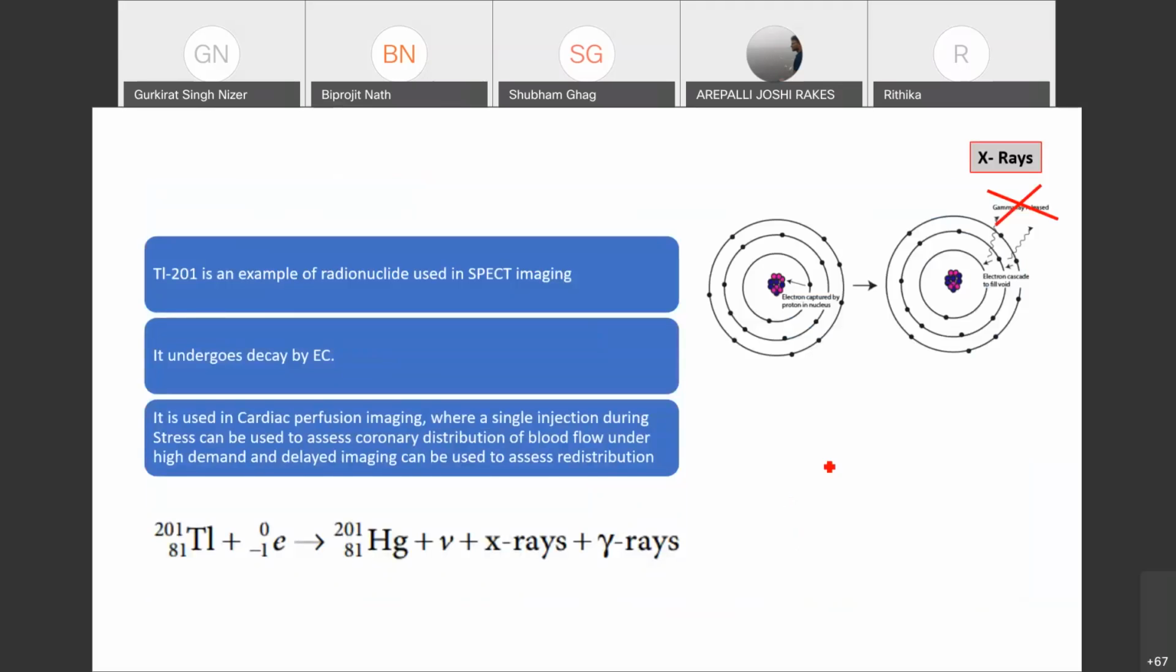An example of an electron capture pharmaceutical is thallium-201, which is used in SPECT imaging, and it's used in cardiac perfusion imaging to assess the coronary distribution of blood flow under high demand. And delayed imaging can be used to assess redistribution. And that's thallium-201, which captures an electron and converts to Hg-201 and emits a neutrino along with some X-rays and some gamma rays.